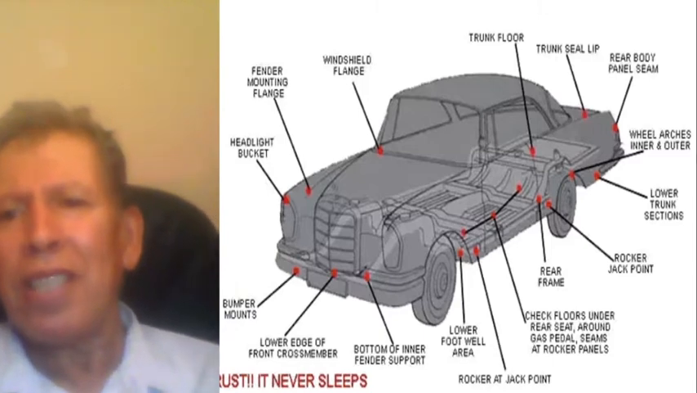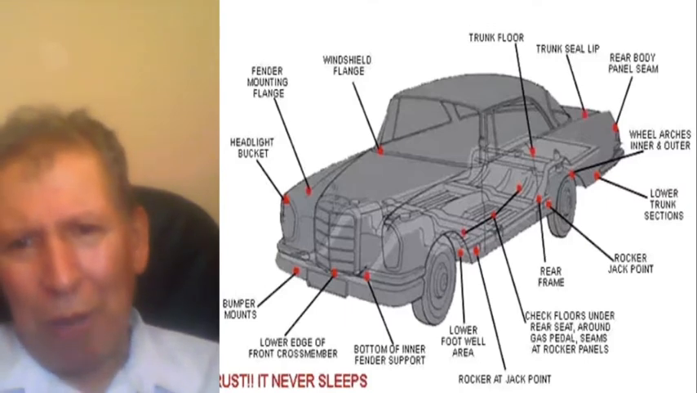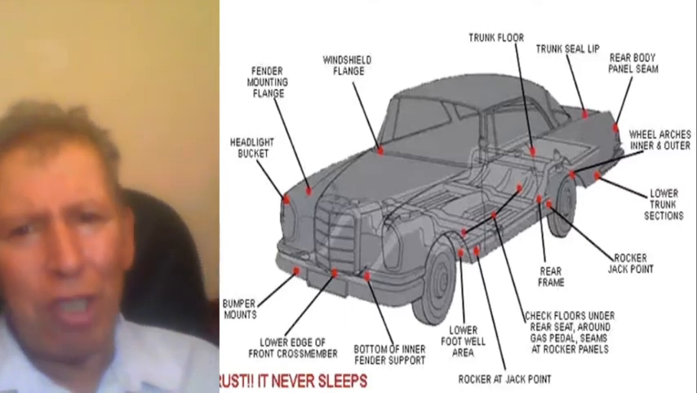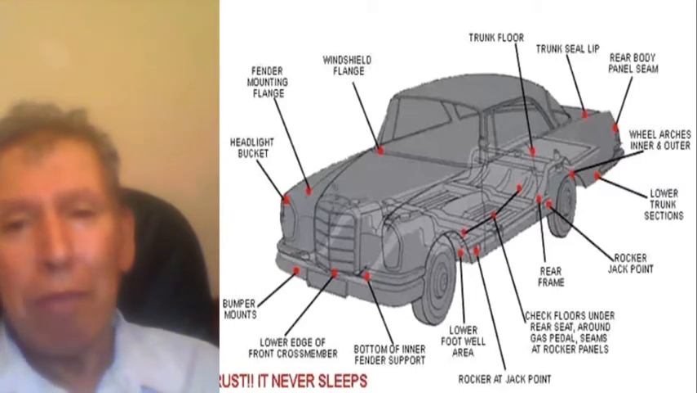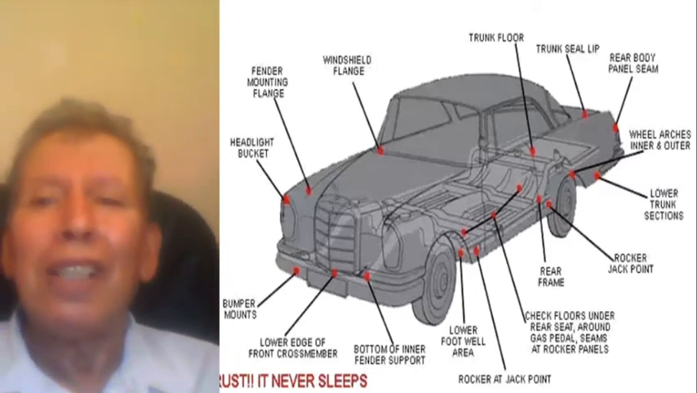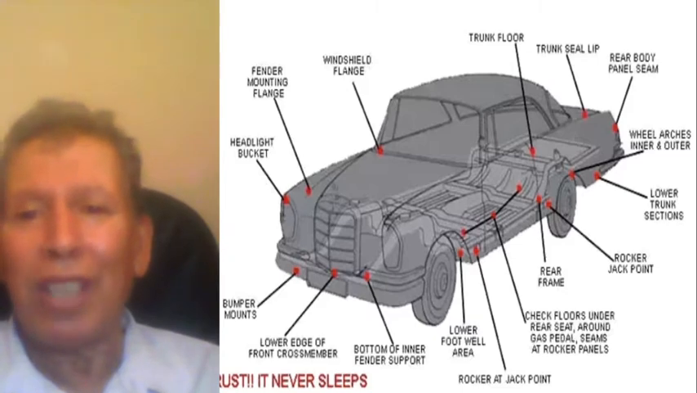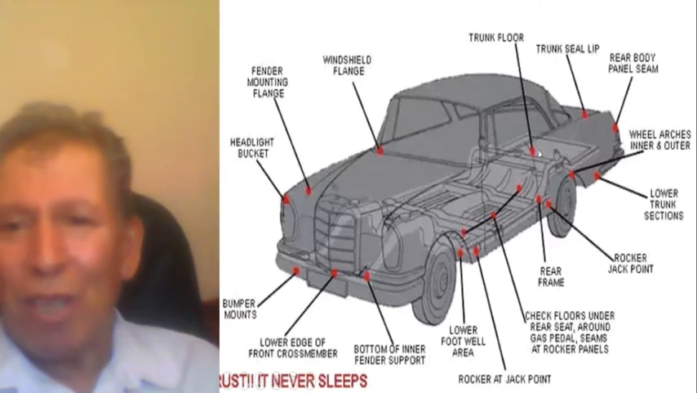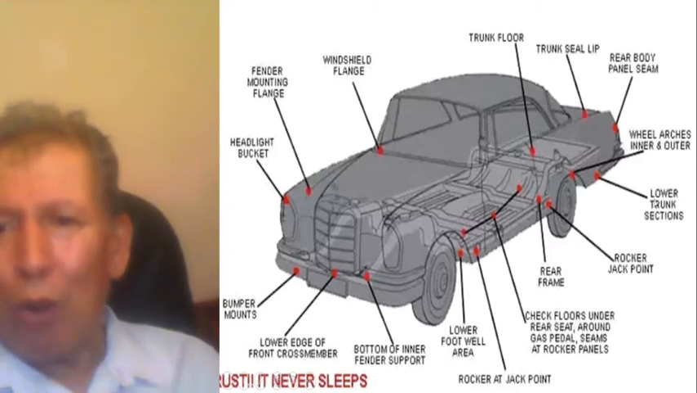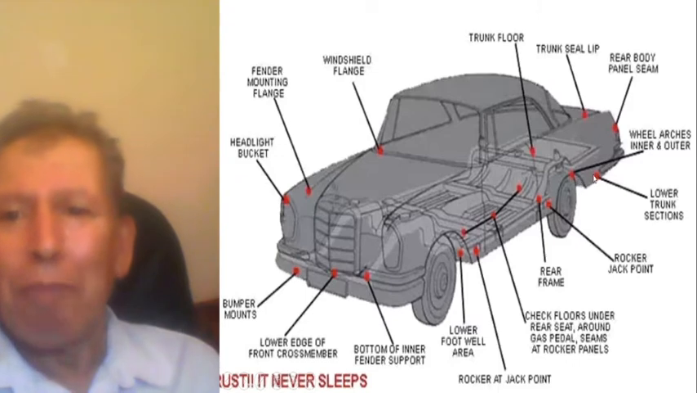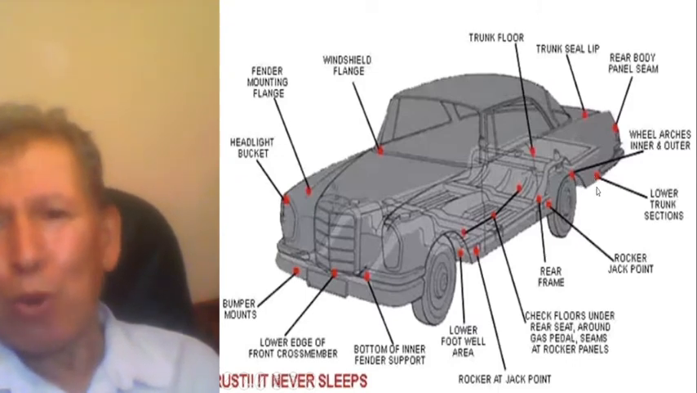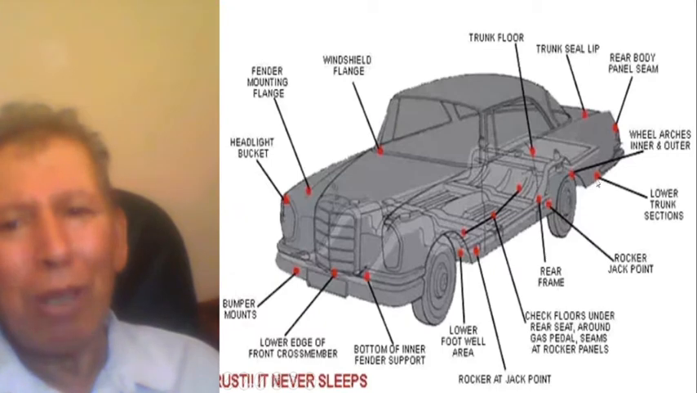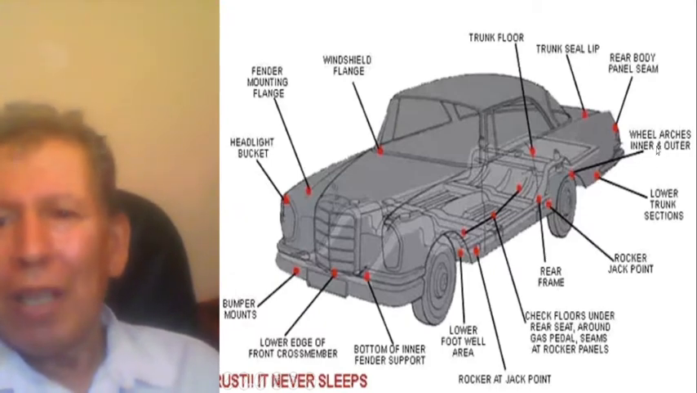Rear body panel seam. Again, trunk floor. One of the parts of the car that get damaged, that get rusted, is the trunk floor. It gives you information: you can understand whether the car is in good shape or in bad shape. Lower trunk section, again, these are the parts that are most exposed to water, and therefore you have to check them. Wheel arches, inner and outer.